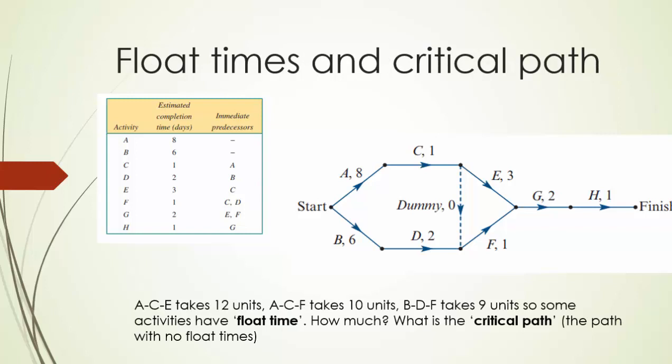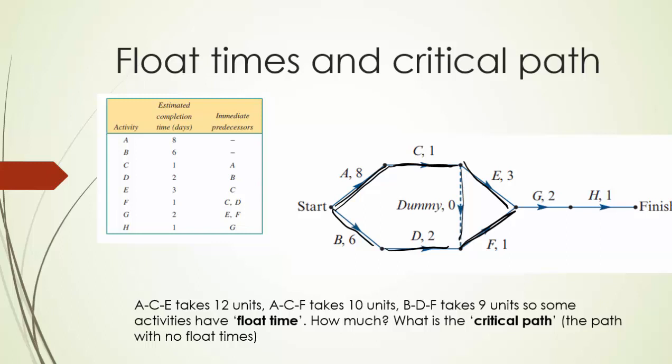Now looking at this diagram, ACE takes 8, 9, 12 units. ACF, which goes via the dummy, is 8, 9, 10. So we have a 12 and a 10. BDF, to get to the same point, only takes 9. So there is some float in there somewhere. The question of how much rather depends on the numbers, which we haven't dealt with yet.